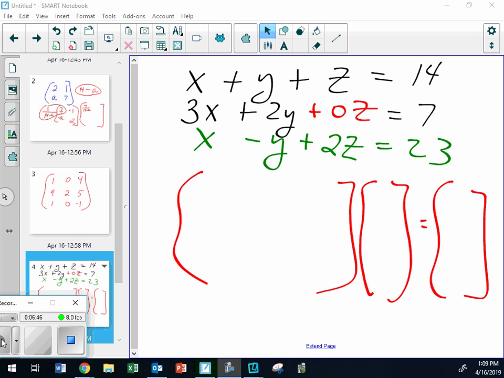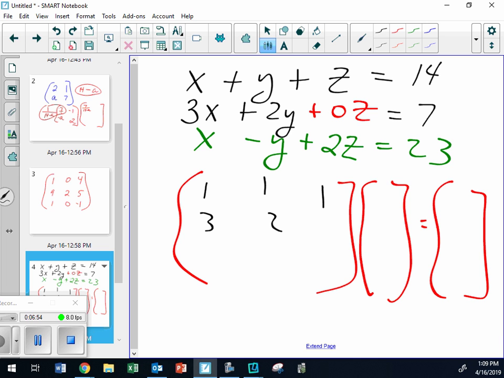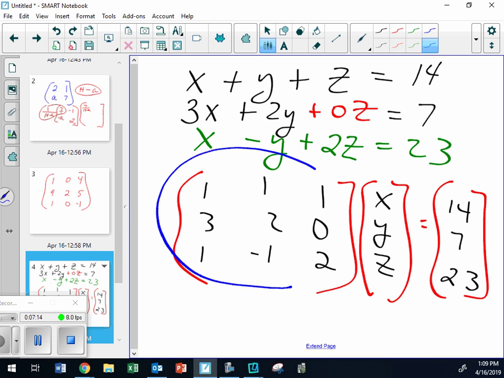Pausing. Okay, you should have said 1, 1, 1, 3, 2, 0, 1, negative 1, 2, x, y, z. How many remember to put the x, y, z right there? Okay, and last but not least, 14, 7, 23. This is your A matrix.